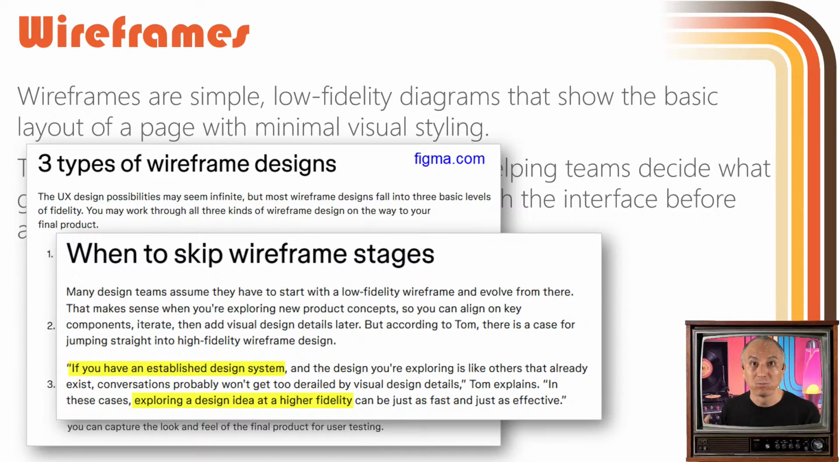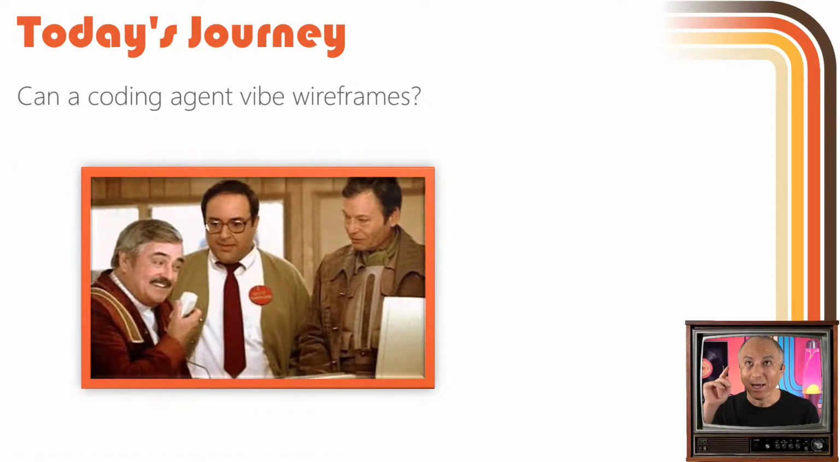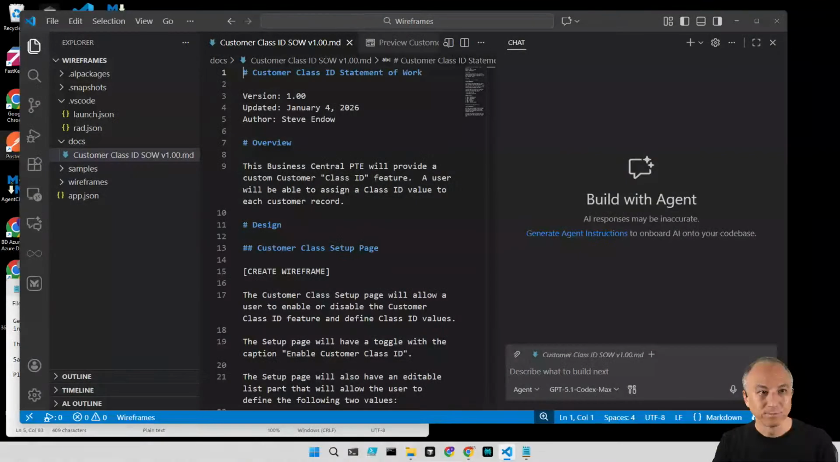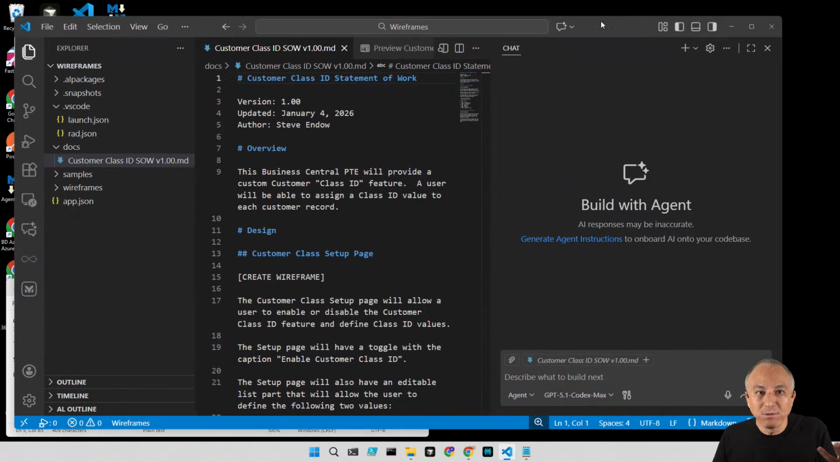Let's go start vibe coding, right? Okay, so let's check this out, and let's see if we can vibe code wireframes. Okay, so let's hop over to channel 4. Okay, so here we are with VS Code. I have a simple AL app started, did AL Go, and really there's nothing in here.